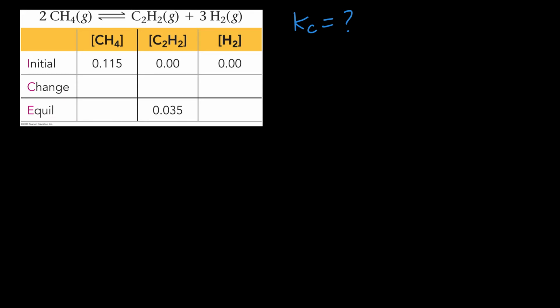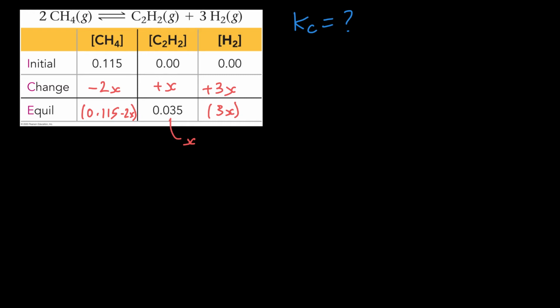All right, let's have a go. If you've unpaused it, we can write the change line. There are two CH4s being used up, so there's a coefficient of 2 and we write minus 2x. But we are forming one C2H2 and three hydrogens. At equilibrium, we sum together the initial and the change. For the C2H2, that's already done for us, and 0 plus 3x is just 3x. That allows us to find the value of x. The initial value was 0, we add x to 0, we just get x. So we know x is 0.035.